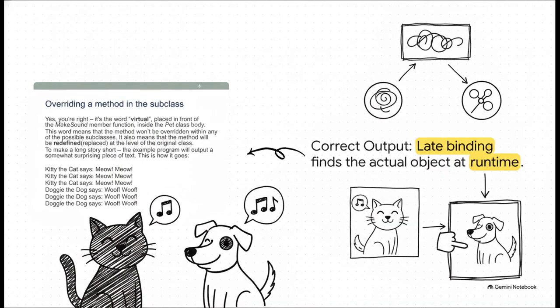And boom, here's the result. By just adding virtual, late binding kicks in and correctly identifies the actual object at runtime. Even though we're still using a general pet pointer, the program now realizes, oh, there's a cat sitting in that specific memory space. So Kitty finally says meow meow and Doggy says woof woof. The subclass successfully hides the base class implementation.